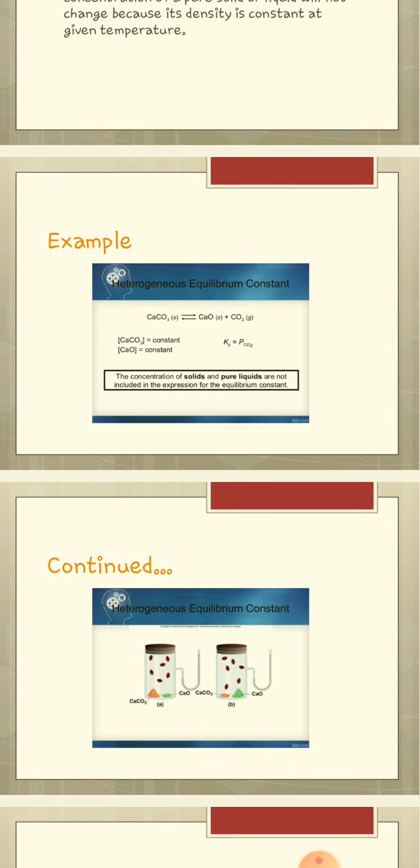The analogous equilibrium equation in terms of pressure is Kp equals PCO2, where PCO2 is the equilibrium pressure of CO2 in atmospheres. To establish equilibrium between solid CaCO3, solid CaO, and gaseous CO2, all three components must be present. It follows from the equations Kc equals [CO2] and Kp equals PCO2.